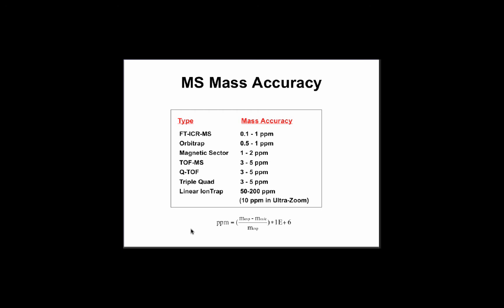The best ones these days are the TOF instruments. They're actually getting down closer to 1 ppm now, but if you can get Orbitrap and FTMS instruments, they're down to even tenths of ppm. And then the low resolution instruments are these ion traps or triple quad instruments.